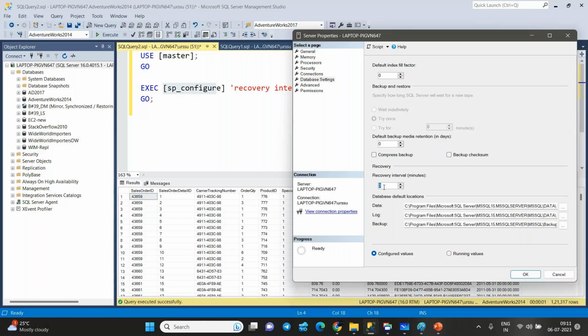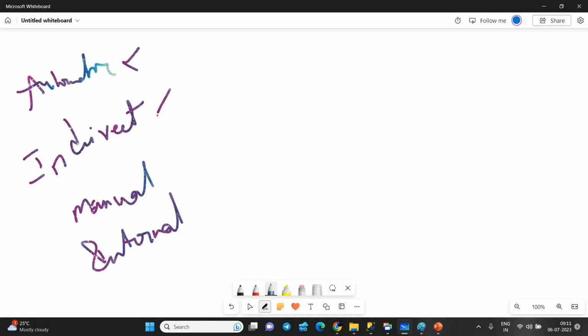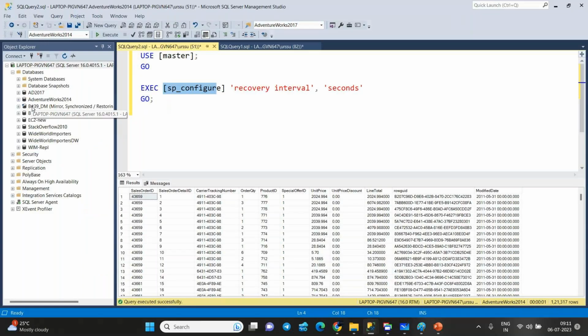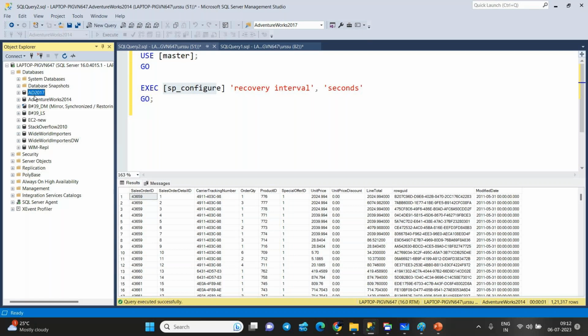Okay, now indirect checkpoint. Basically, automatic checkpoint works at the entire instance level. So for every database it is checking, and every database's modifications are moved to the respective database. But someone will come to you and ask: I want to change the interval time for my database, especially my database. I don't want the automatic checkpoint. I want my own checkpoint interval time for my specific database. Then you can choose indirect checkpoint.